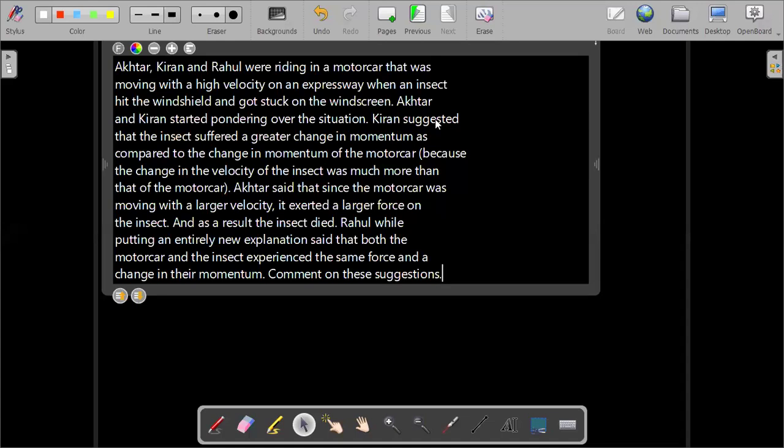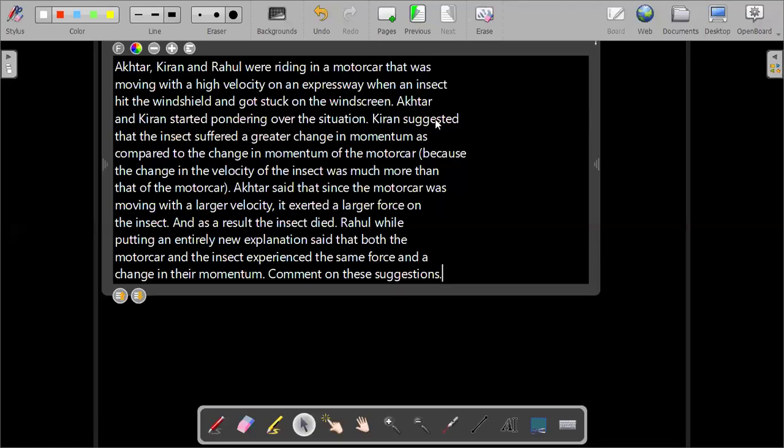Yeah, because of the third law of motion, every action has an equal and opposite reaction. So since every action has an equal and opposite reaction, the force experienced by the car or by the windshield as well as by the insect is the same. But since the insect had a smaller mass, it suffered a greater change in velocity, whereas the car had a higher mass, so it suffered a smaller change in velocity. So the change of momentum on both of them is the same, as momentum combines both mass and velocity. So here Rahul's statement is correct.